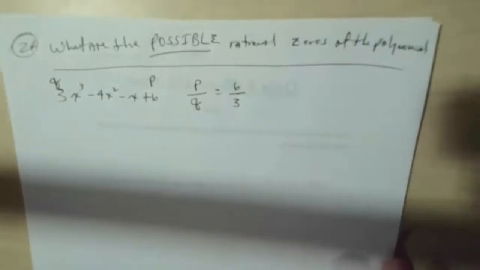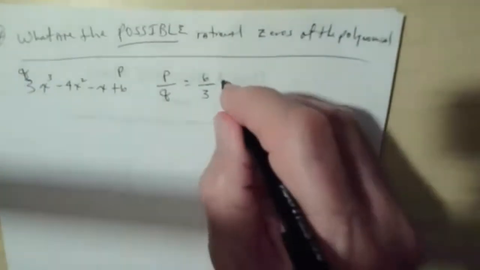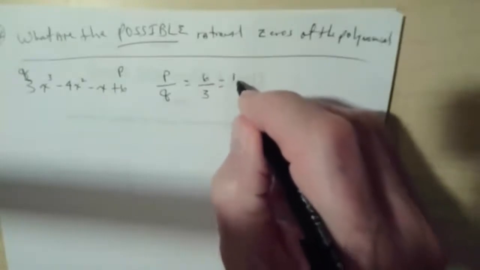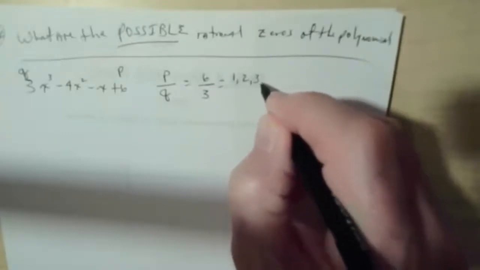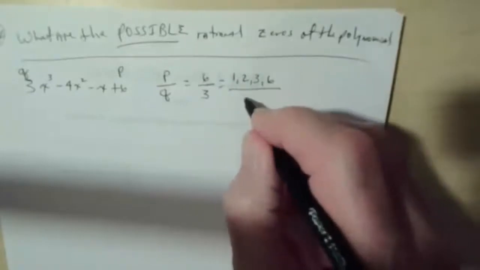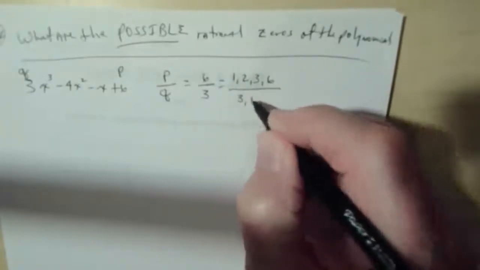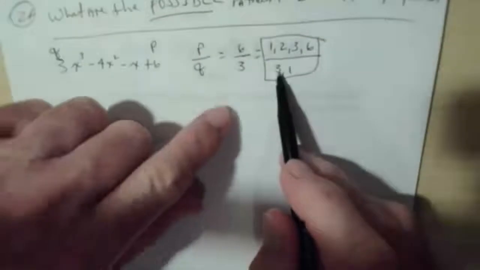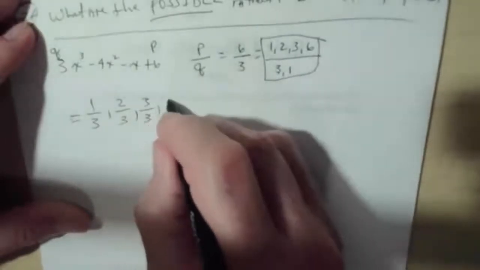Now what we want to do is factor the 6. What are the factors of 6? 1, 2, 3, and 6. And what are the factors of 3? 3 and 1. So now what we do is we take these. Let's just start with the 3. So it's going to be 1 over 3, 2 over 3, 3 over 3, which of course is 1, and 6 over 3.